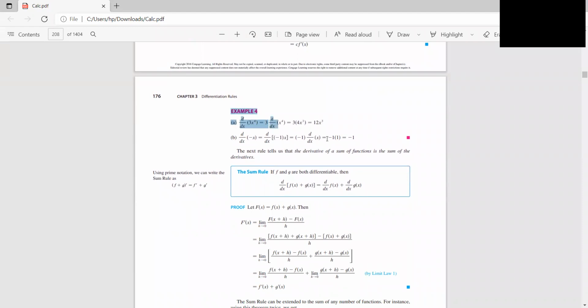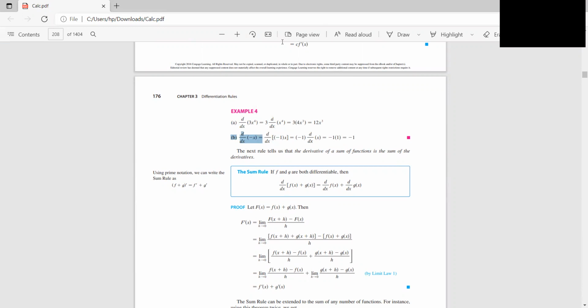In example 4, they have done the same thing. They just calculate the derivative of 3x to the power of 4, putting the 3 outside and finding the derivative of x to the power of 4, which is 4x cubed, giving 12x cubed. Is it clear how they got 12x cubed? Yeah, it's clear. Okay, and then they did it for -1. Okay, let's do this one.